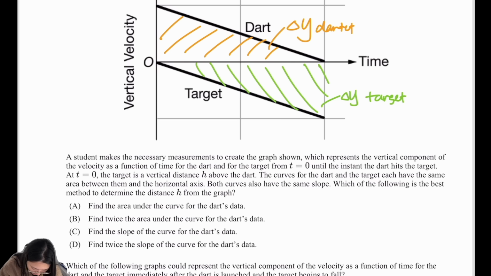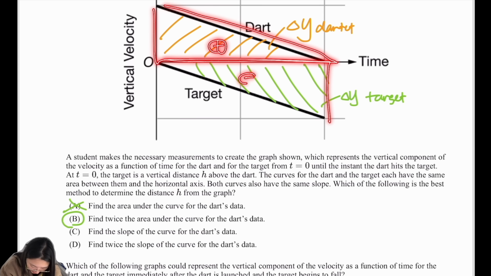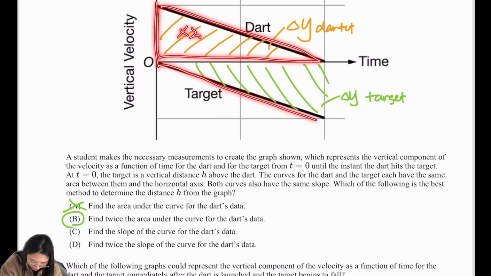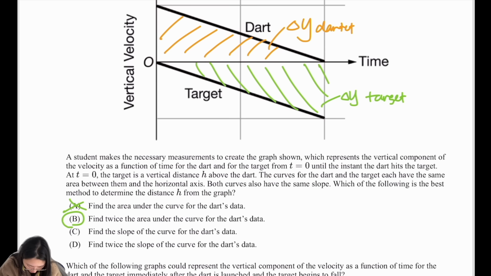That is the area under the curve for the darts data. Okay, not A. So B, find twice the area under the curve for the darts data. It has stated that the area below these two curves is exactly the same. It's just that one is positive, the other one is negative. So by calculating the dart area and multiplying it by 2, that is the area between these two lines.